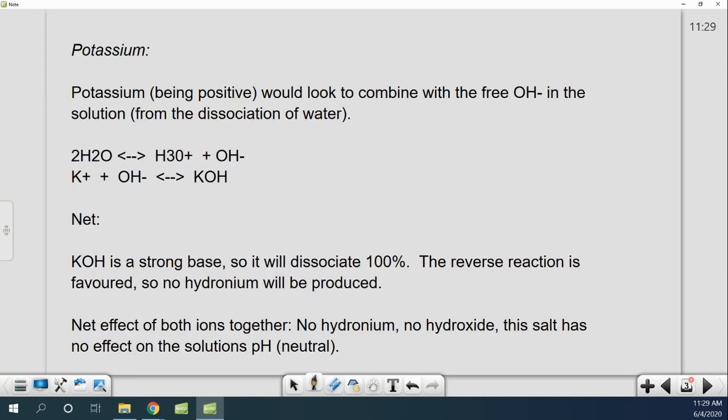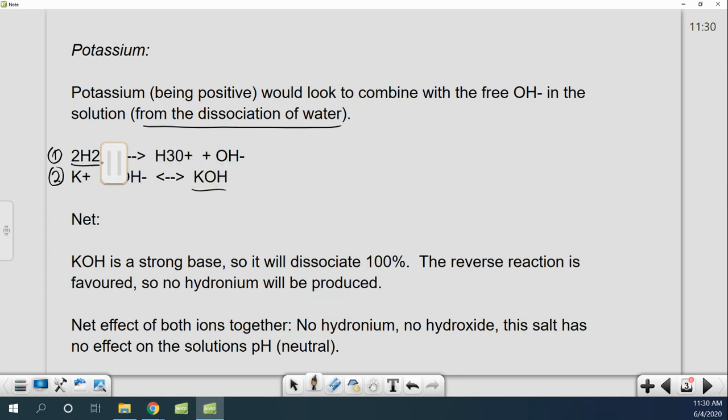Let's look at the potassium side of things. Potassium, being positive, would look to combine with hydroxide. Now, where do we get hydroxide? From the dissociation of water. So that's this right here. I've got 2 H2Os, and it's just going to give me 1 hydronium and 1 hydroxide, right? And the potassium is going to come along. So this is like step 1, step 2. It's like a reaction mechanism almost. The potassium comes along, and it's going to grab the hydroxide to form KOH.